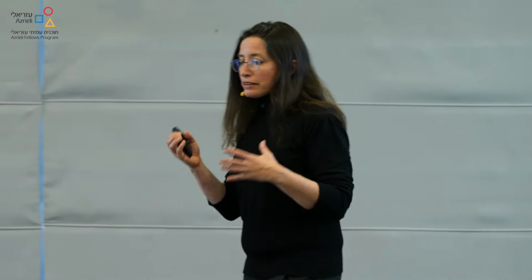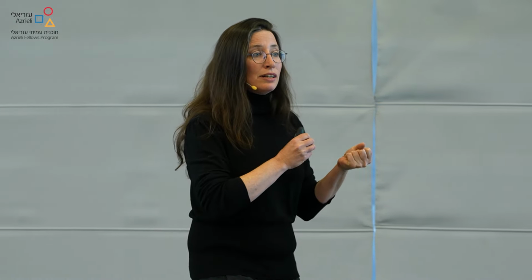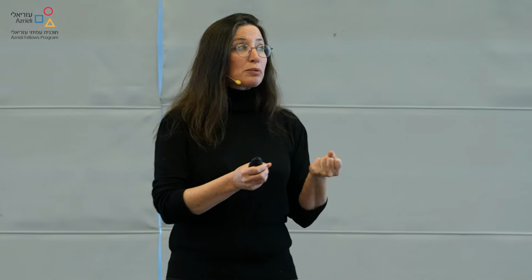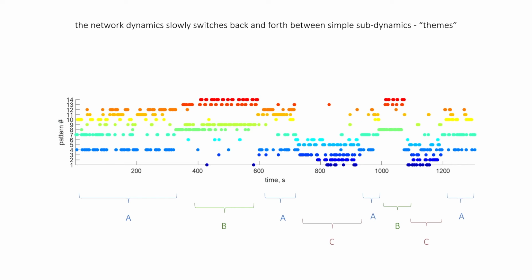So what we see is that we can easily detect and tear apart the complex dynamics into simpler dynamics, that the system just switches back and forth between them, if you want, themes of this musical piece. So not just once, but back and forth, it alternates between 3 motifs, and we can take this kind of structure and project it back on behavior and ask what it means.